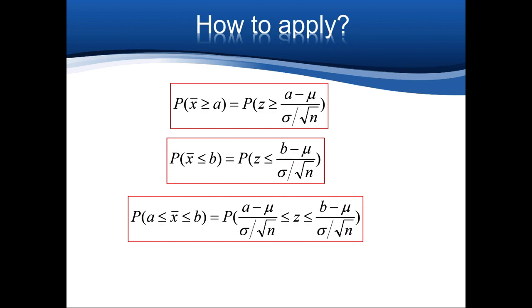You will find 0.5 minus the table value, or 0.5 plus the table value, or two table values added together or subtracted. Please watch the part 2 video for examples. That's all for this video.